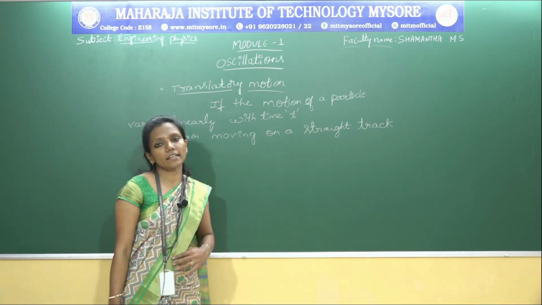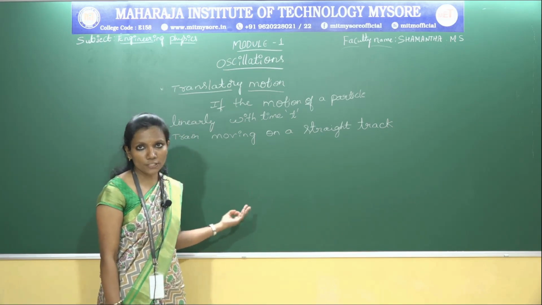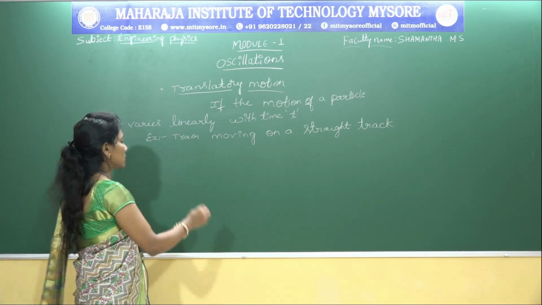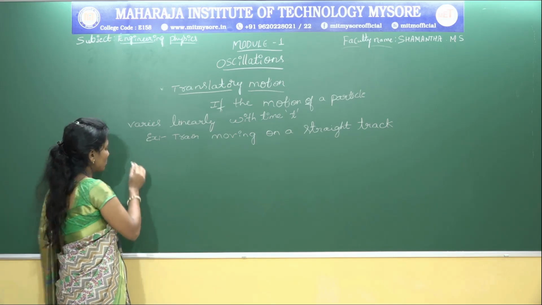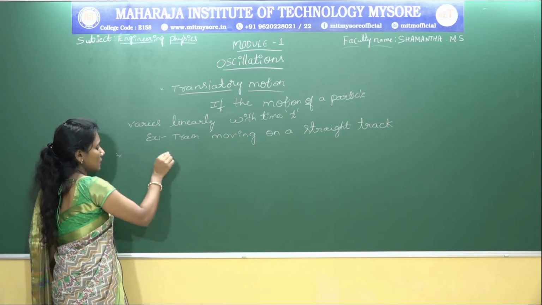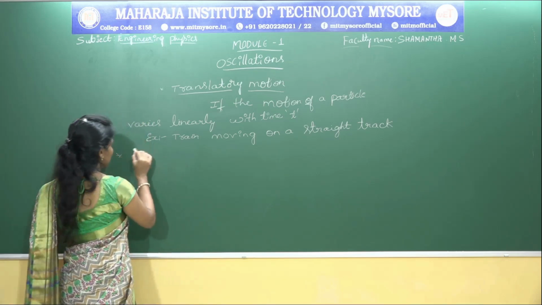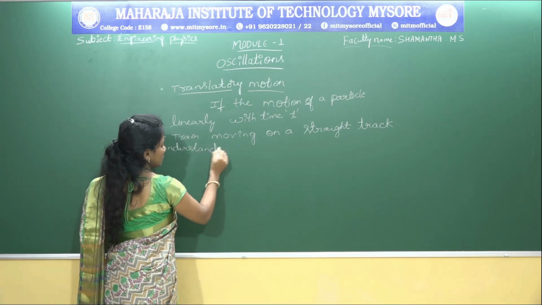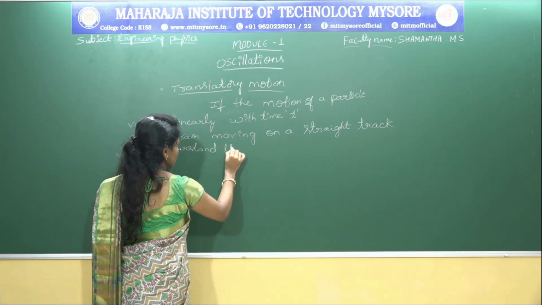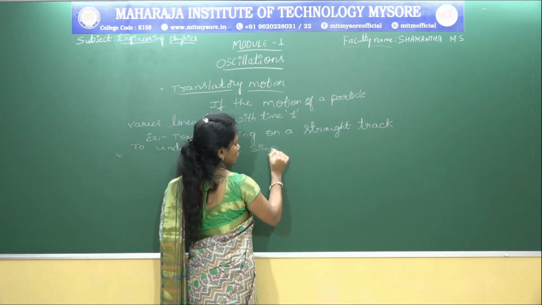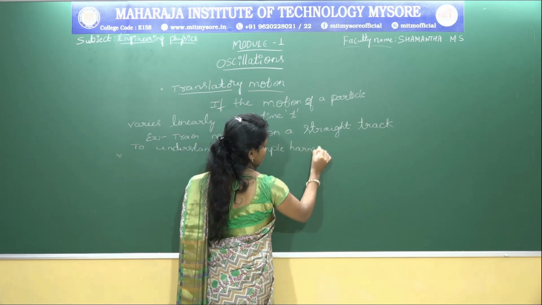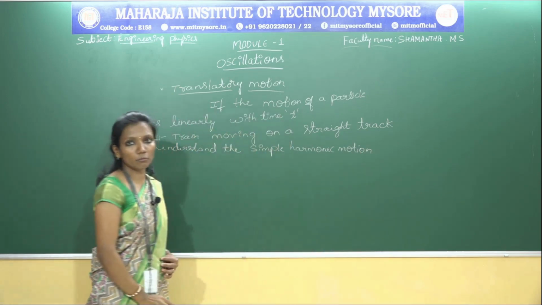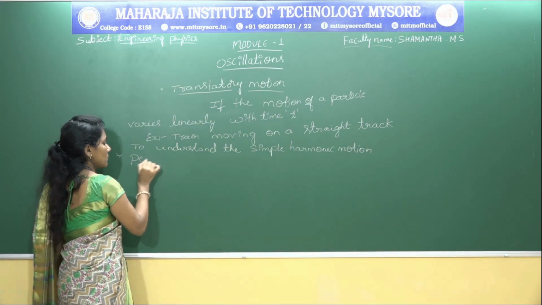The next is oscillatory motion. To understand oscillatory motion and simple harmonic motion, the main things we first have to understand are periodic motion and oscillatory motion. To understand the simple harmonic motion, first required is periodic motion.